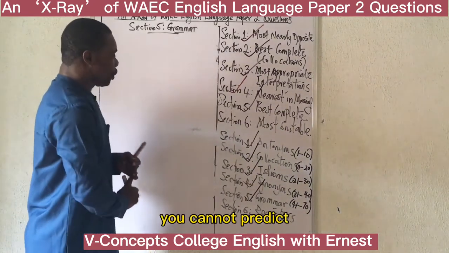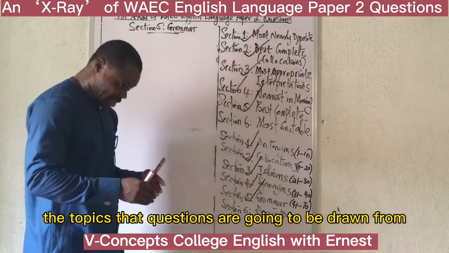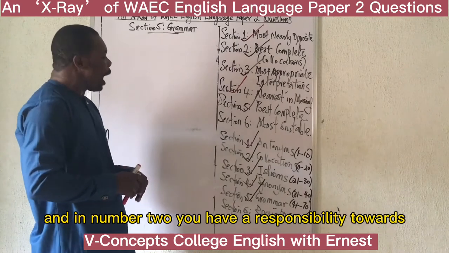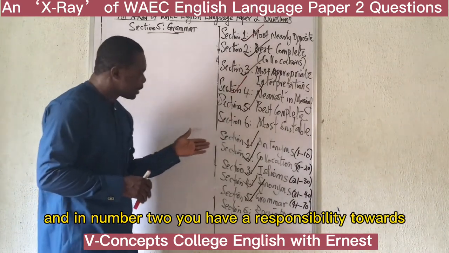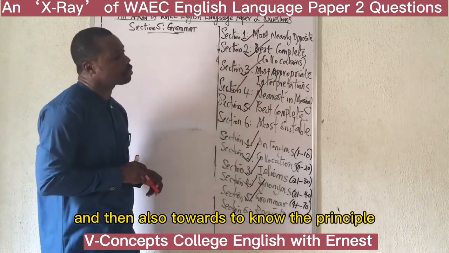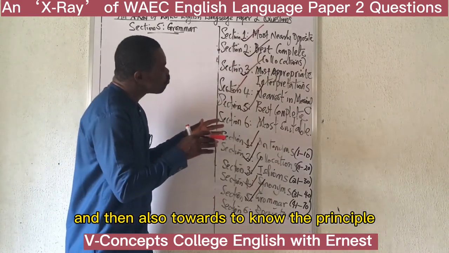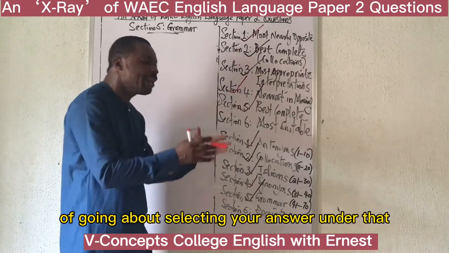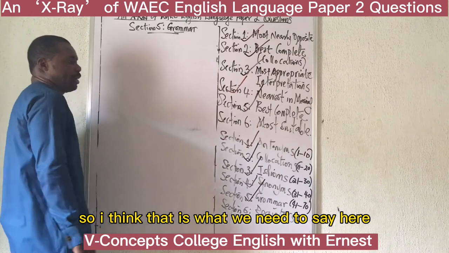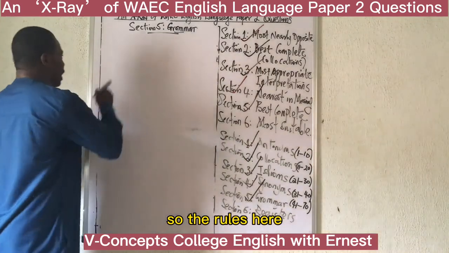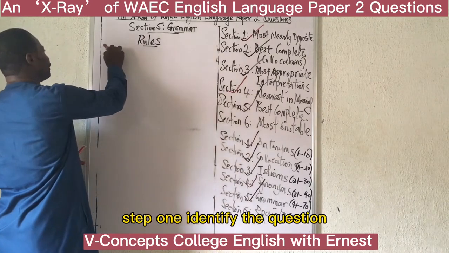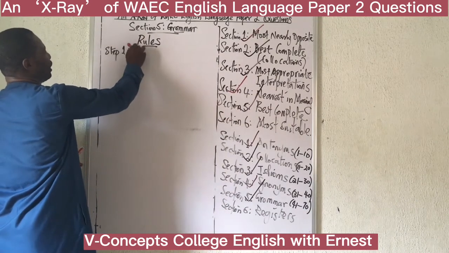Because number one, you cannot predict the topics that questions are going to be drawn from. And then number two, you have a responsibility to know the topic and also to know the principle of going about selecting your answer under that. So I think that is what we need to say here. So the rules here, how do you answer questions on grammar?